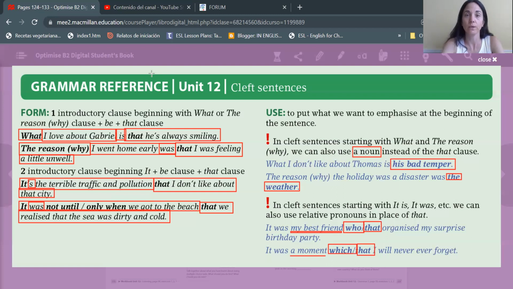Clear. So these are the new structures you have to take into account. Basically, that is what cleft sentences is about. Hope you have understood this and taken notes. Any doubts, we'll check them in class.